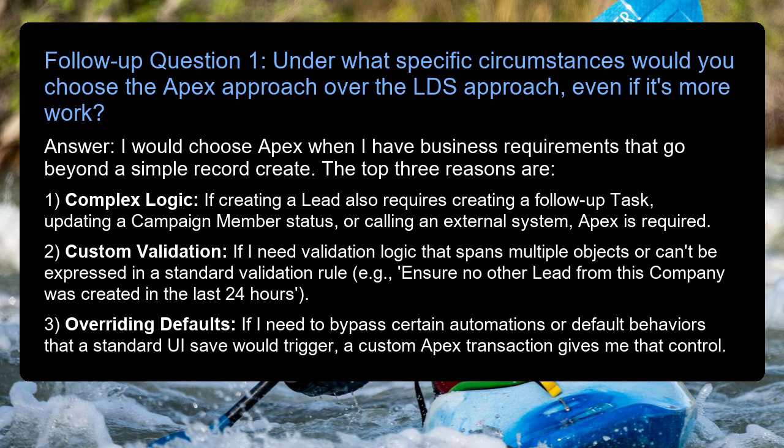2. Custom validation. If I need validation logic that spans multiple objects or cannot be expressed in a standard validation rule, for example, ensure no other lead from this company was created in the last 24 hours. 3. Overriding defaults. If I need to bypass certain automations or default behaviors that a standard UI save would trigger, a custom Apex transaction gives me that control.